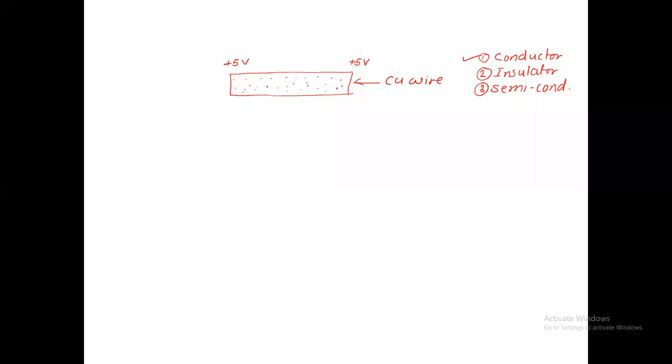A potential difference. It means that in place of +5 volt, if I try to apply -5 volt here, now can the free electrons move from one point to another point? Of course, yes, because here the two ends of the copper wire have different electric potential, so that electrons always move from the negative end to the positive end. So this is the direction of the free electrons.